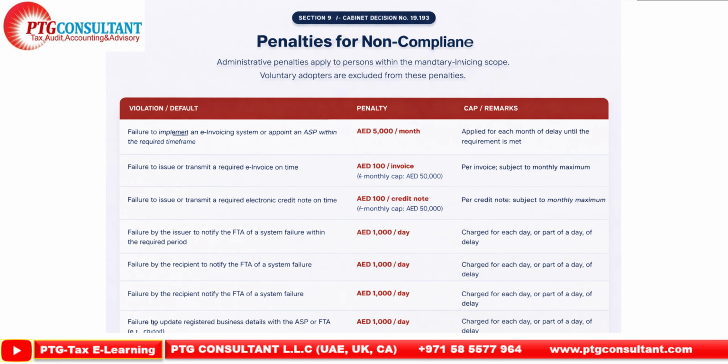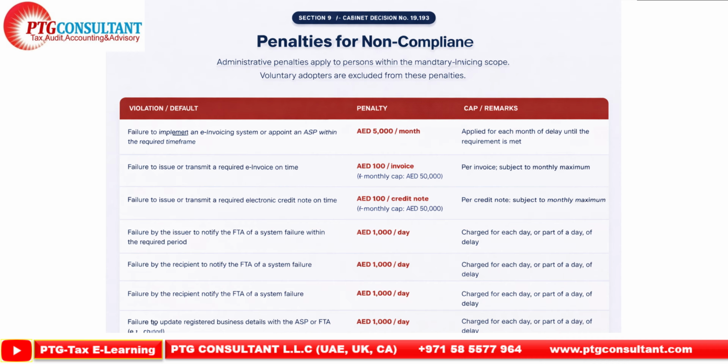Section 9. Penalties for non-compliance. Under Cabinet Decision Number 106 of 2025. The following administrative penalties apply to persons within the mandatory e-invoicing scope. Failure to implement an e-invoicing system or appoint an ASP within the required timeframe: 5,000 dirhams per month. Applied for each month of delay.